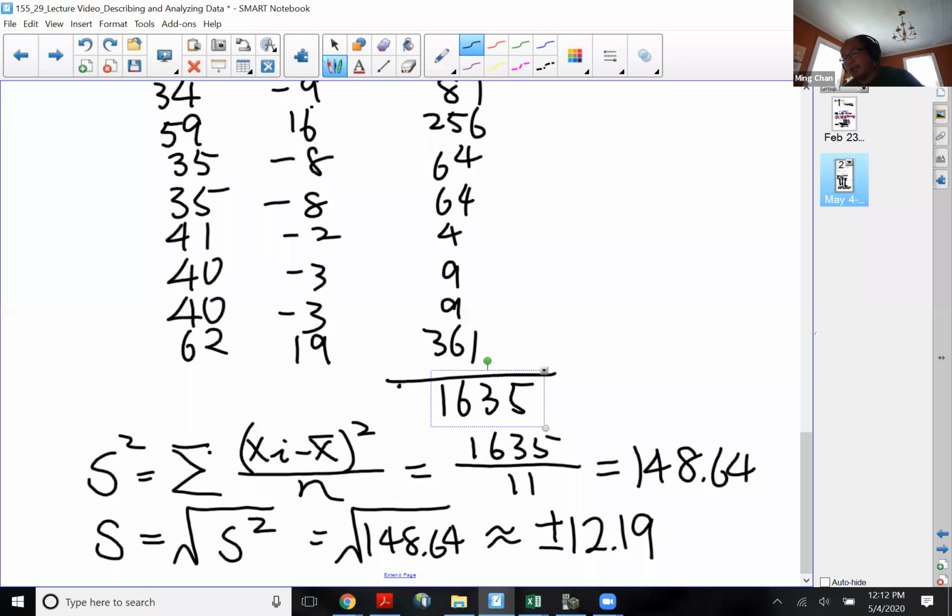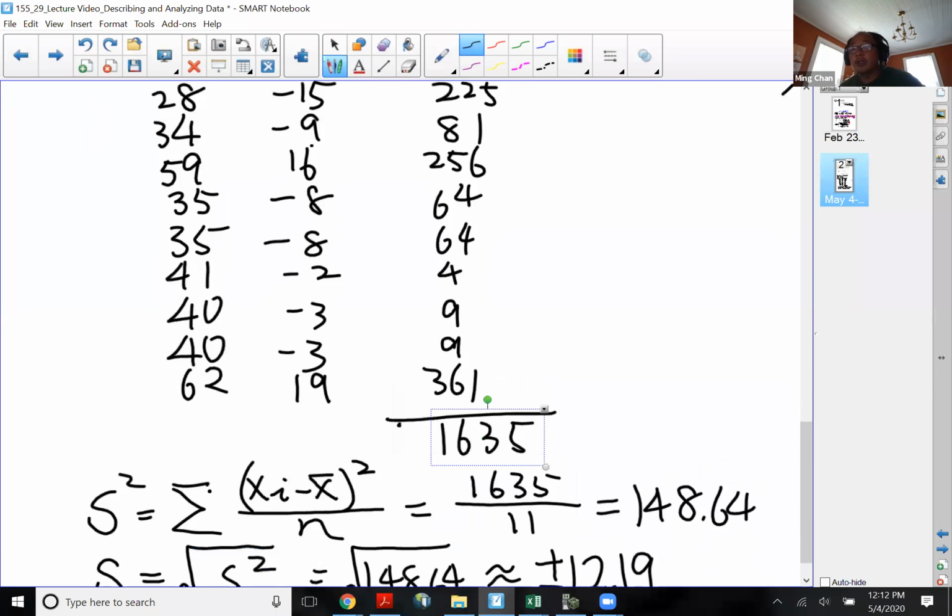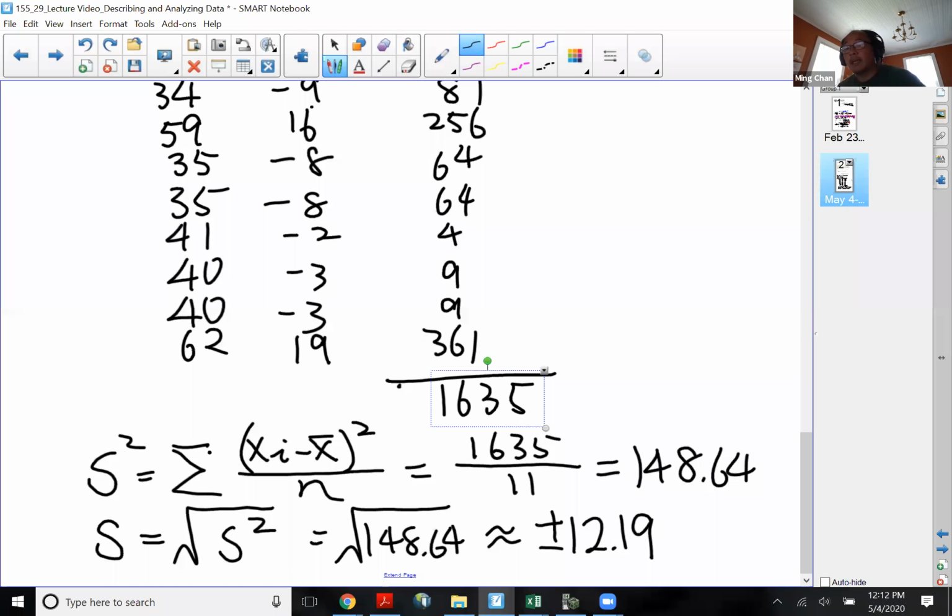What that means is, on average, each one of the numbers I listed at the beginning is about 12 places above the mean, or 12 places to the right of the mean, or 12 places to the left of the mean. That's what the standard deviation says. On average, collectively, your average distance to the mean is going to be 12 places above and 12 places below.